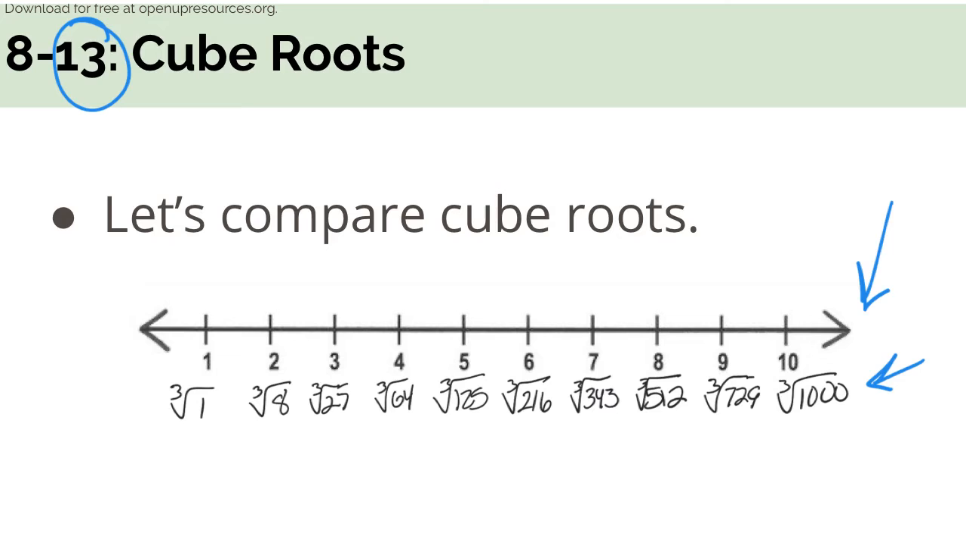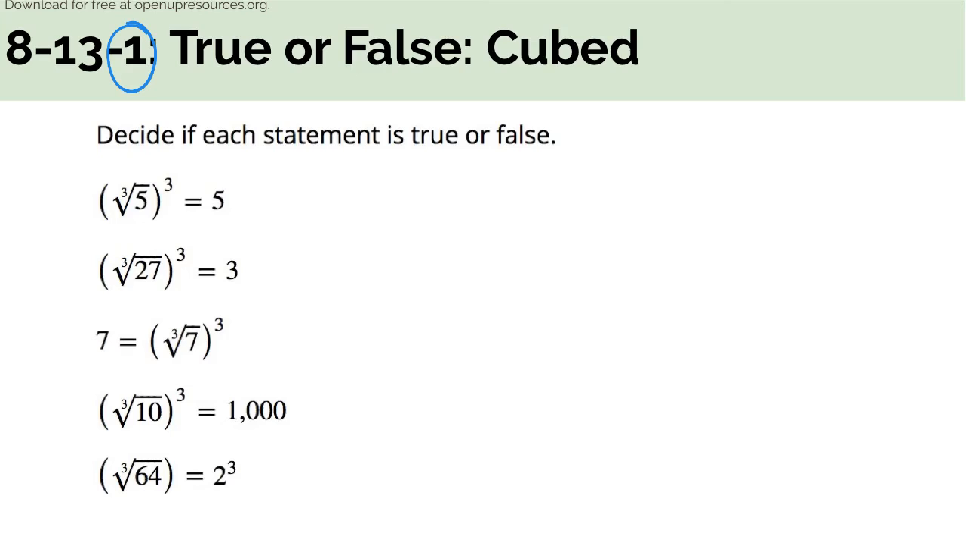This is also in your perfect cubes reference sheet that's listed on Canvas. Activity 1, you're deciding if these are true or false. Before you do this, I'm going to give you an example.